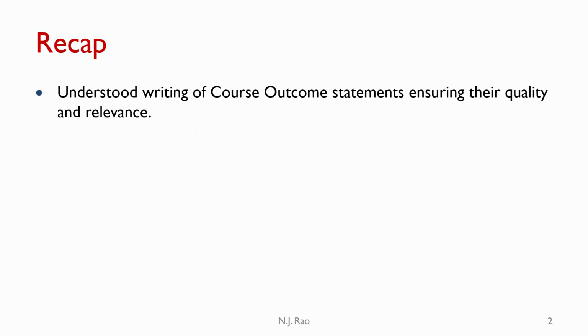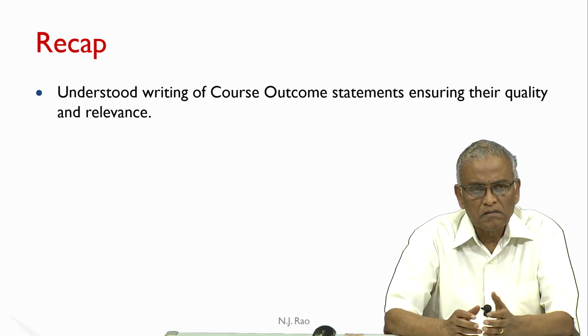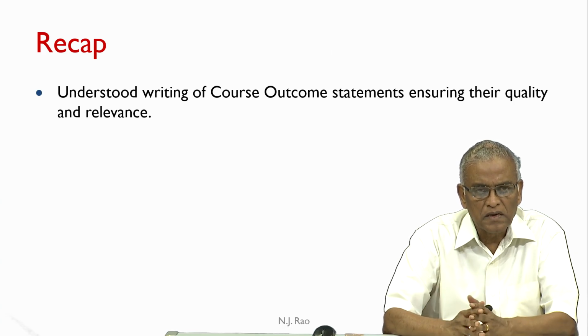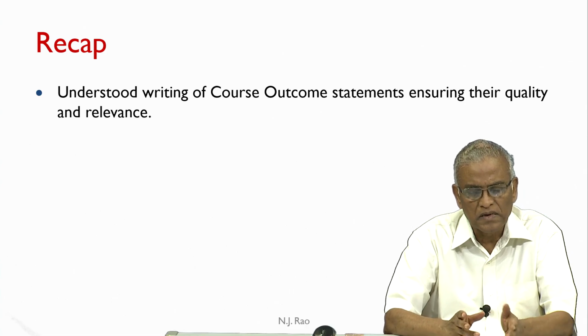In the earlier unit, we understood writing the course outcome statements, ensuring their quality and relevance. First thing is course outcomes, either 6 to 8 course outcomes. They should address the course completely. You cannot address the course only partially. They should address the course completely and they should be reasonably distributed. We will talk about that in this. And the quality and relevance are ensured by following do's and don'ts and also checking your outcome against the list that is provided, the checklist.